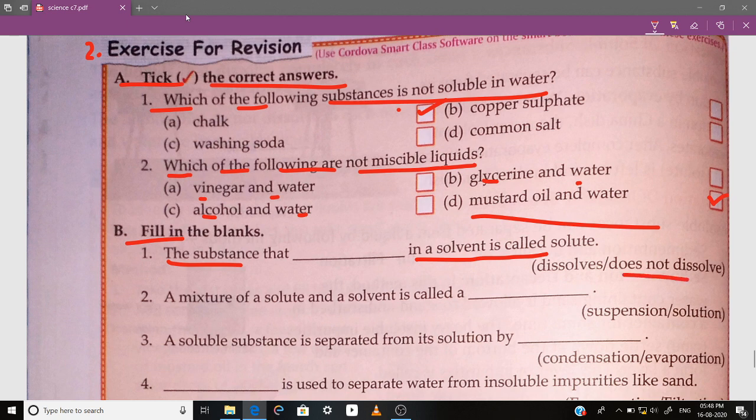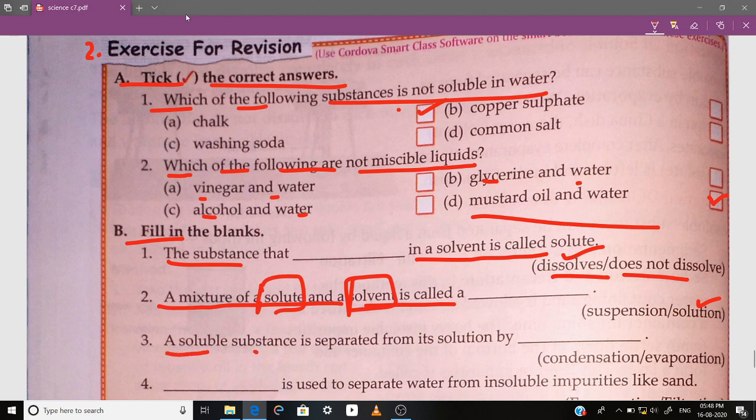Okay. The substance that dissolves in solvent is called solute. So the right option is dissolve. Okay. A mixture of solute and solvent is called solution. The mixture of solute and solvent is called solution.